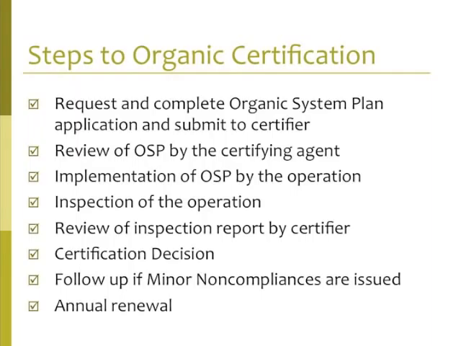And then lastly, the process is annual. The organic system plan needs to be updated on an annual basis, followed by a yearly inspection. Different certifiers go about this in different ways. Either you fill out the organic system plan application again, or just fill out update pages.